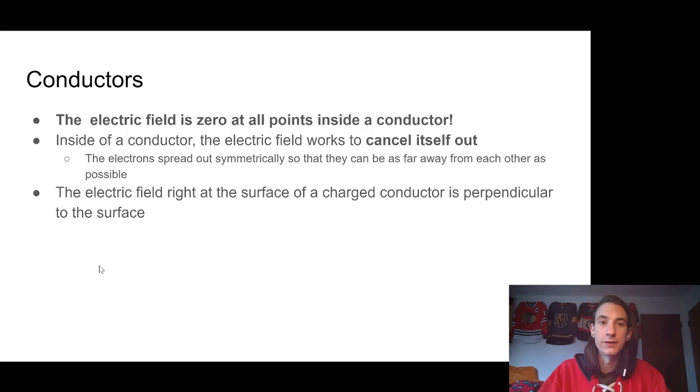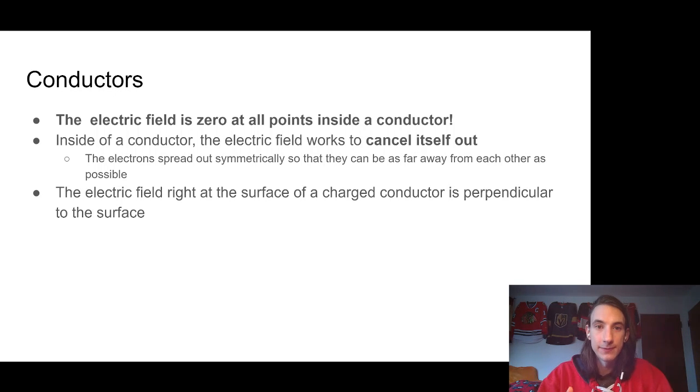And then conductors. I don't remember if we talked about this before, but this is a big idea: the electric field is 0 at all points inside of a conductor. We talked about conductors before. When we have a conductor and we add electrons to it, the electrons will spread out throughout the surface of the conductor because they repel each other and they don't like being near each other. So they spread out in a way that maximizes the distance between each other.